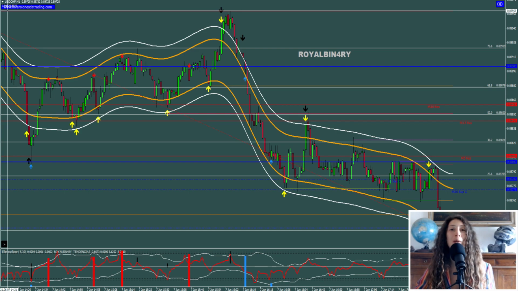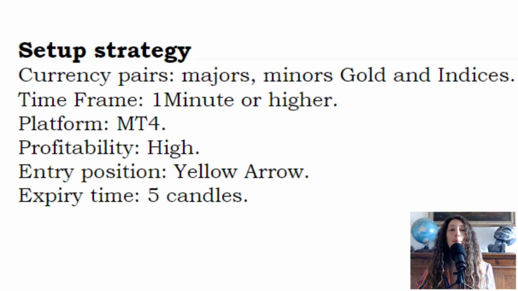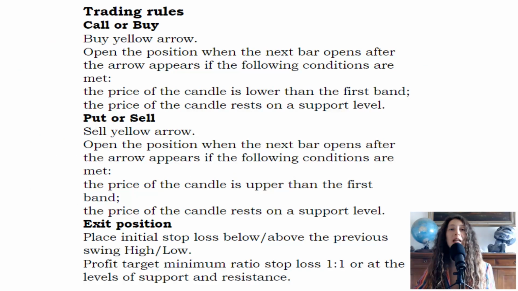In the following image, I will show you the setup of the strategy. Currency pairs: majors, minors, gold and indices. Time frame: 1 minute or higher. Platform: MT4. Profitability: high. Entry position: yellow arrow. Expiry time: 5 candles.